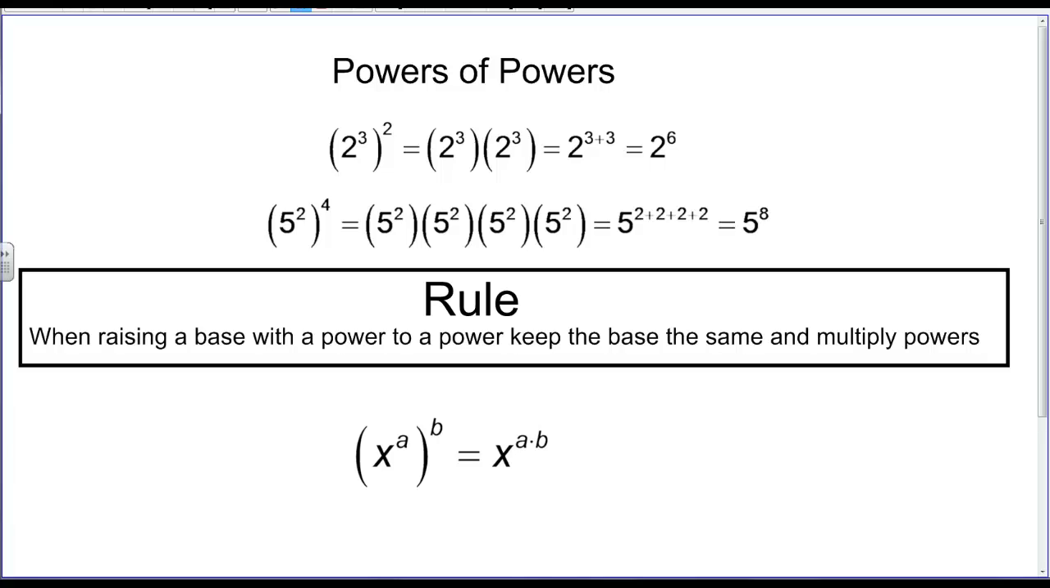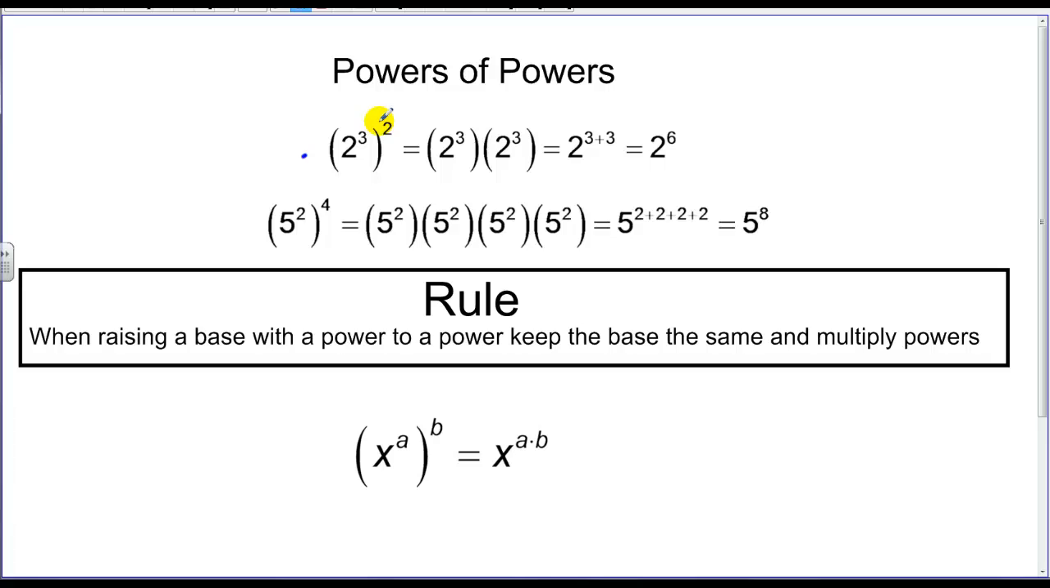We typically don't leave negative exponents in the answer, but for now we will. Let's look at another true statement. I have a situation here where I have 2 to the 3rd, and I'm going to square that. Now, if I square anything, that means multiply by itself. So if I take 2 to the 3rd times 2 to the 3rd, keep the base the same, add the powers, and I get 2 to the 6th. Likewise, if I have 5 squared raised to the 4th, I have something multiplied by itself 4 times, same base, add the powers, and I get 5 to the 8th.